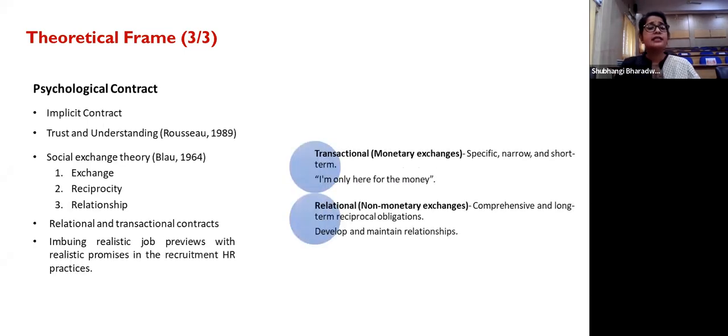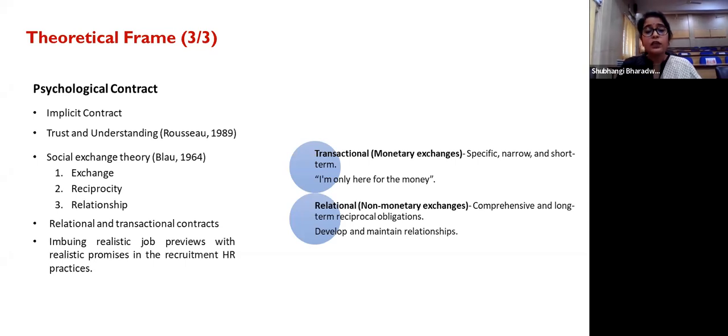On the other hand, psychological contract is an implicit contract based on two factors, mutual trust and understanding, and has been classified as transactional and relational contracts. Transactional contracts are based on monetary exchanges that are quite specific, narrow, and short-term oriented, whereas relational contracts are based on non-monetary exchanges that are quite comprehensive, based on long-term reciprocal obligations, aiming to develop and maintain relationships in an organization.